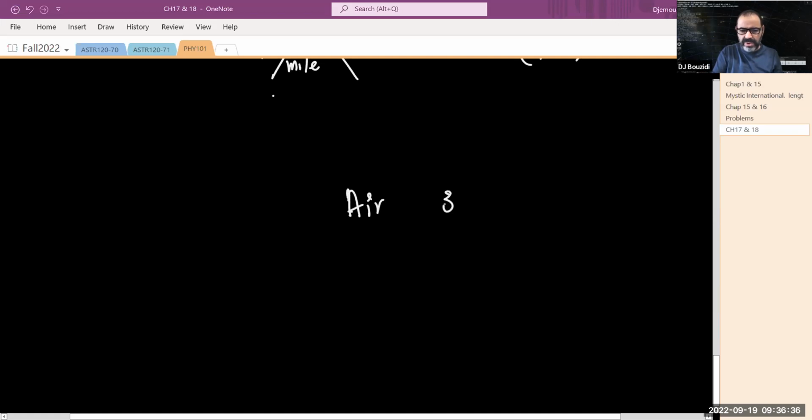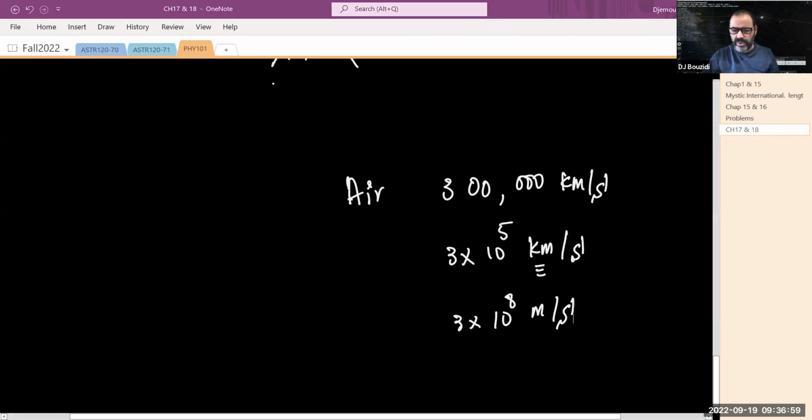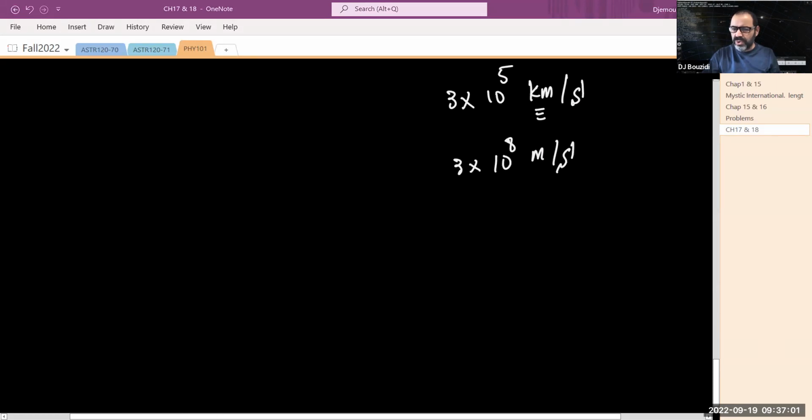So in air, it's about 300,000 kilometers per second. Usually we write it as 3 × 10⁵ kilometers per second in scientific notation. But since a kilometer is 1,000 meters, we write it as 300 million meters per second. Okay, it's the same thing. So if you see a number like this one, this is still the speed of light in air or in vacuum, void, okay? In water though, light travels slower.